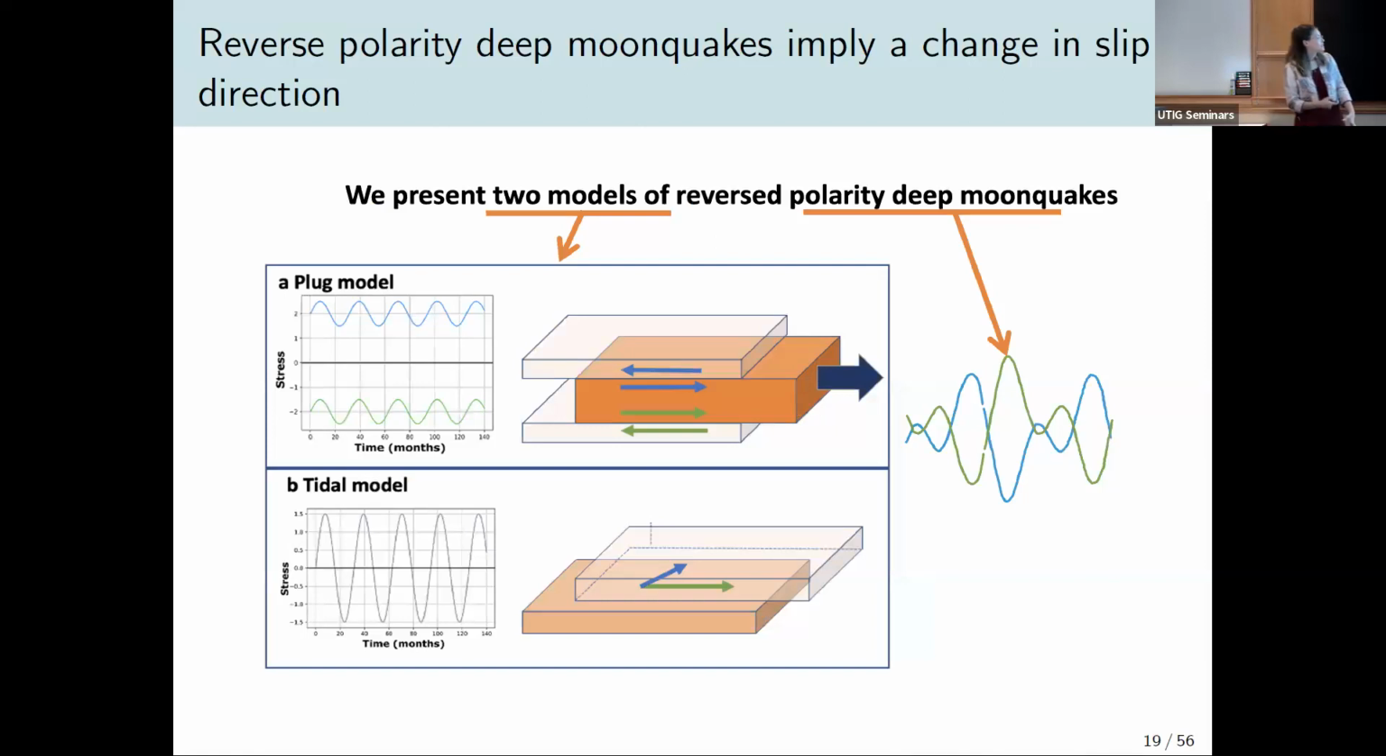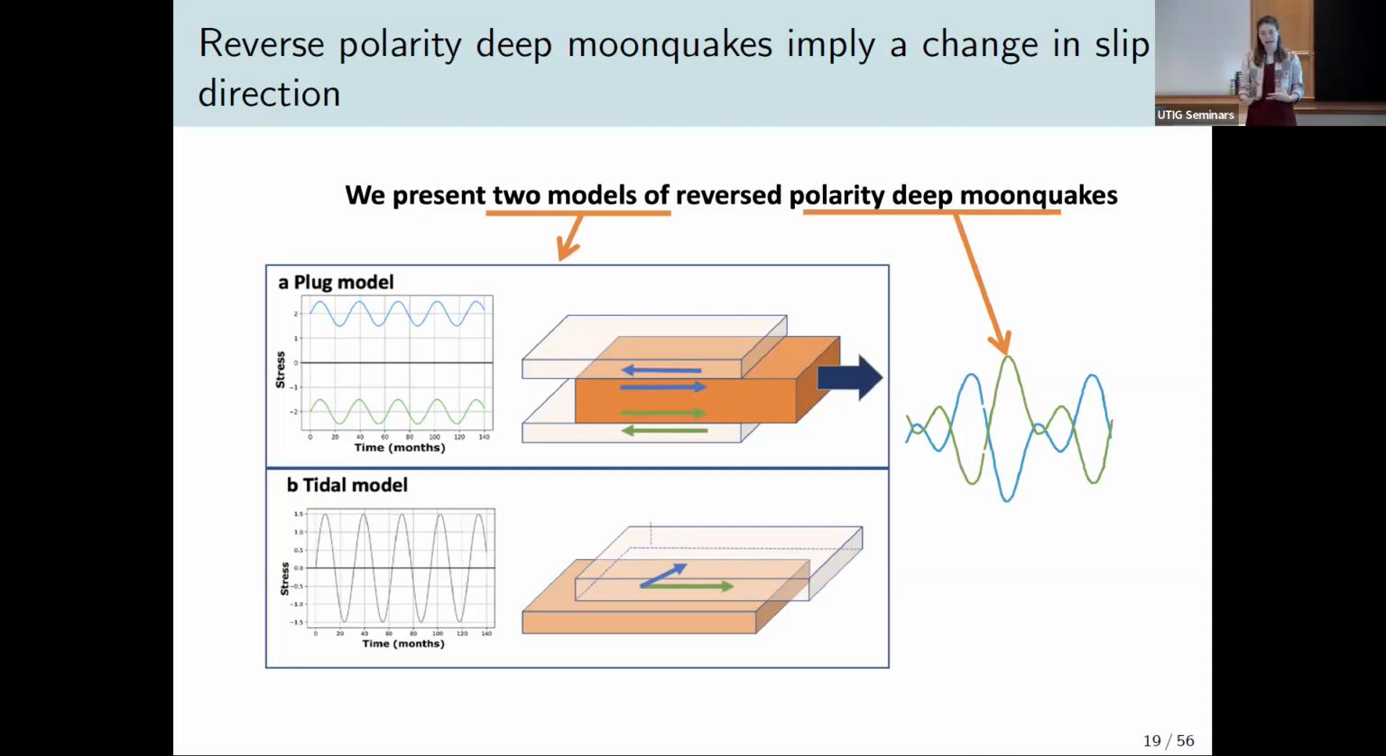And so to answer this question, I use a type of deep moonquake that seems to have a reversed direction of slip. So our deep moonquakes that are happening in the same place over and over again have the same waveforms. We can match them up. But there were some that seemed to be identical, but just flipped. And so you can see that here in the green and the blue waveforms. They look the same, but one is just kind of flipped relative to the other one. And this suggests a reverse sense of motion on the fault.